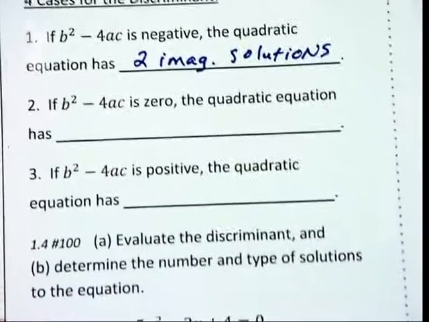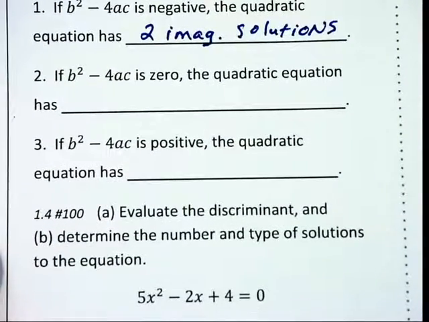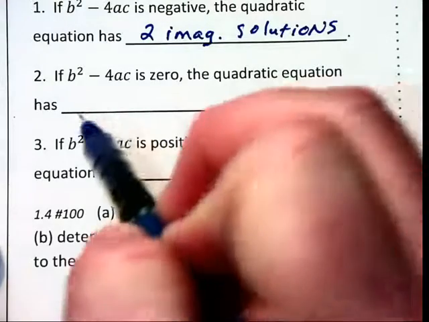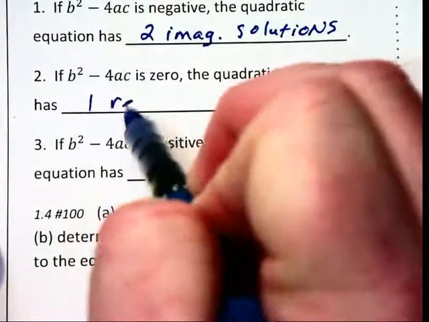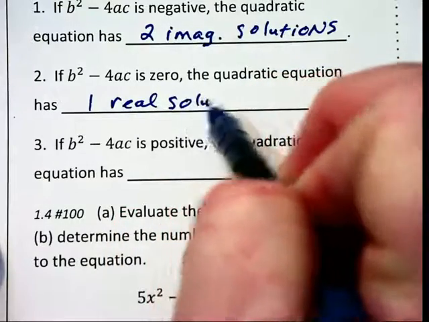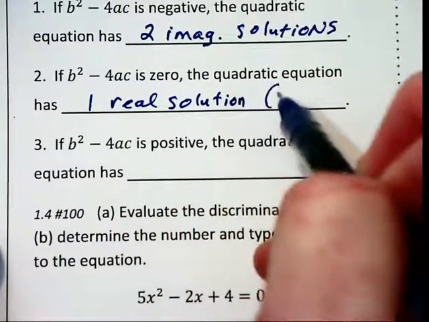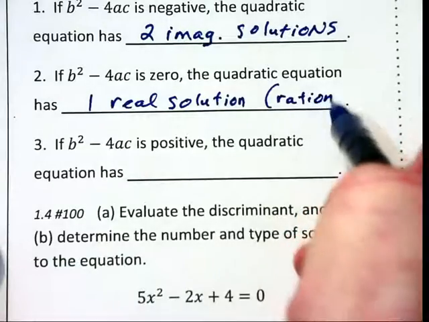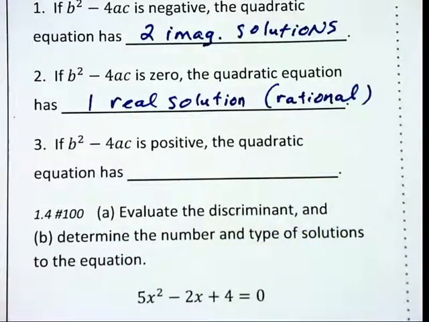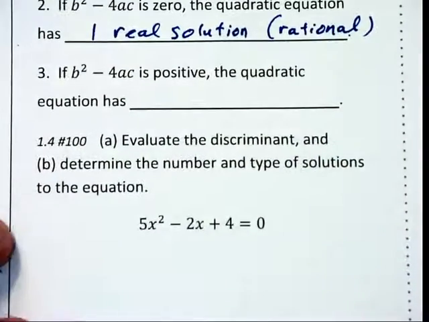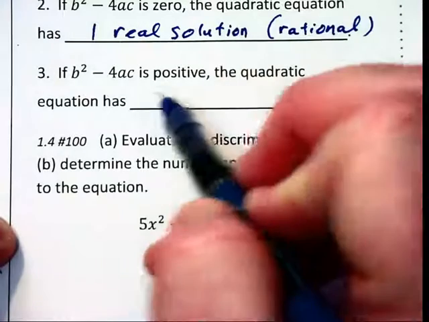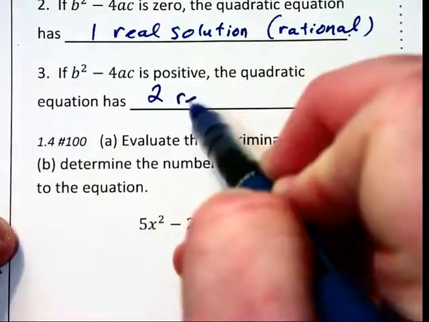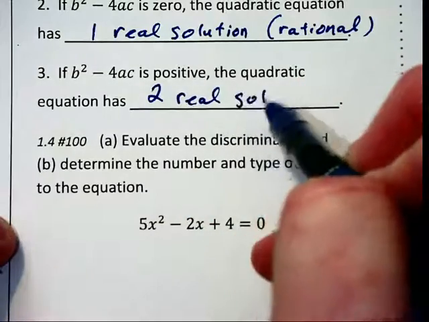If the discriminant is equal to 0, you have plus or minus 0, so you have negative b over 2a. That is one real solution. It turns out to be a rational number. And if b squared minus 4ac is positive, then you're going to have the square root of a positive value, which we can take, and we have two real solutions.